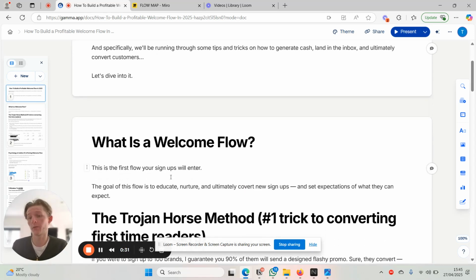What is a welcome flow? This is the first flow your signups will enter when going into your email marketing. The goal of this flow is basically to educate, nurture, and ultimately convert signups, with a brownie point being setting expectations of what they can expect in the future if they choose to be subscribed to your email list.